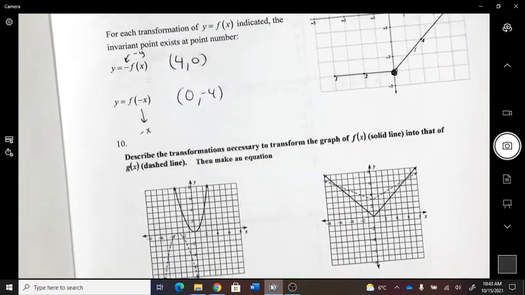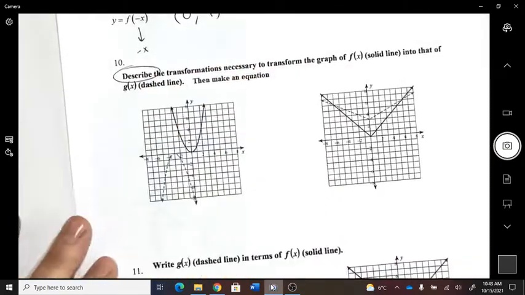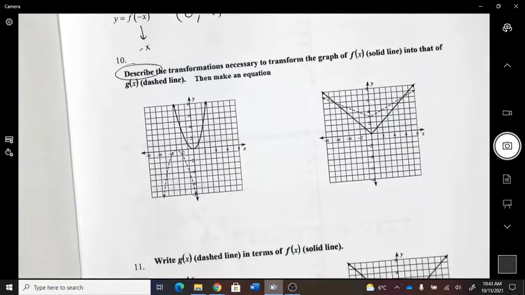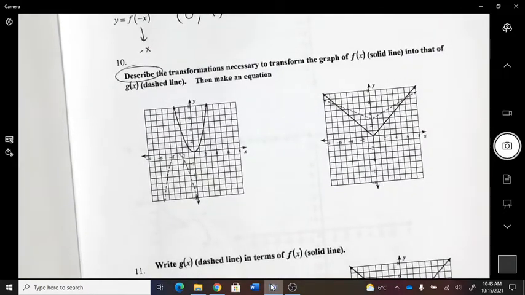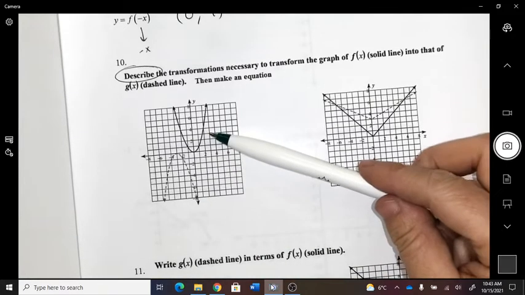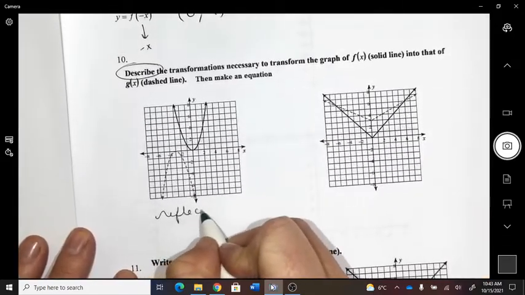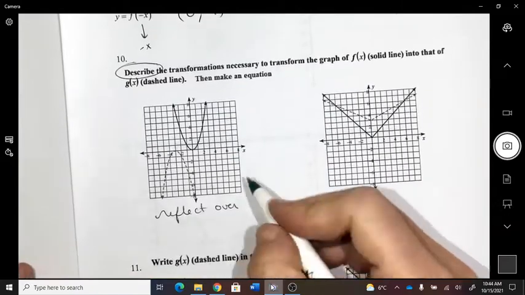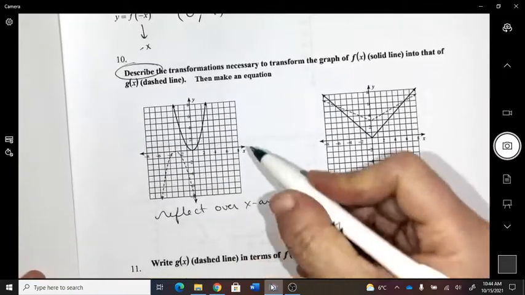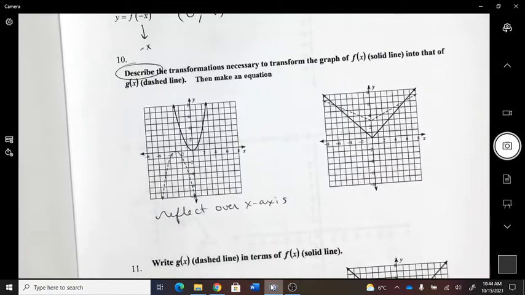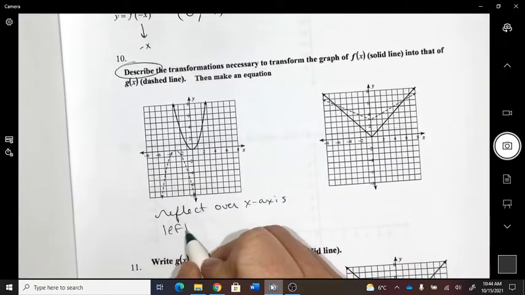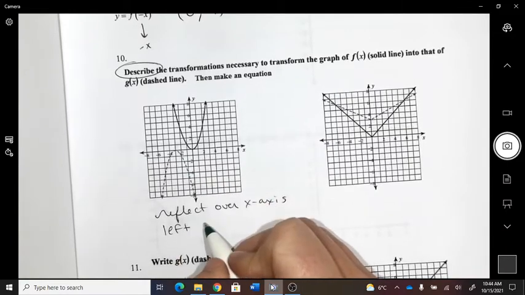Okay, describe. So describe means to do what on your answer? Words. What do you see happening? The solid is the first one, and then it went to the dashed. So what happened to the solid one? Reflect over x-axis, and then what else? It shifts left, I think 3, right?